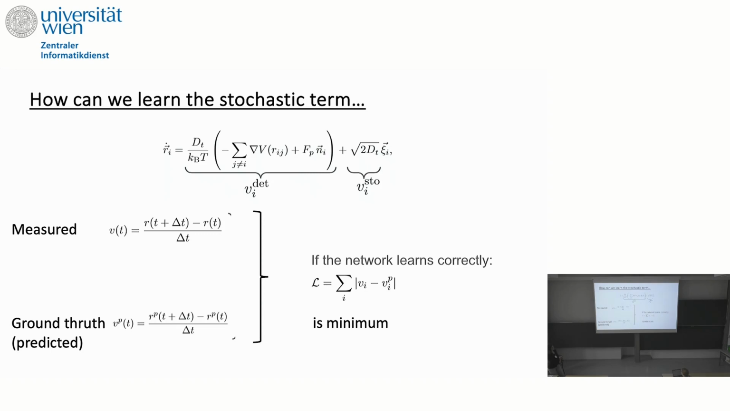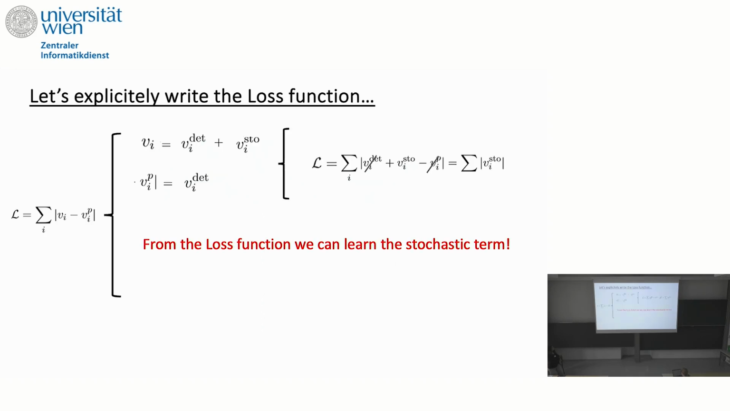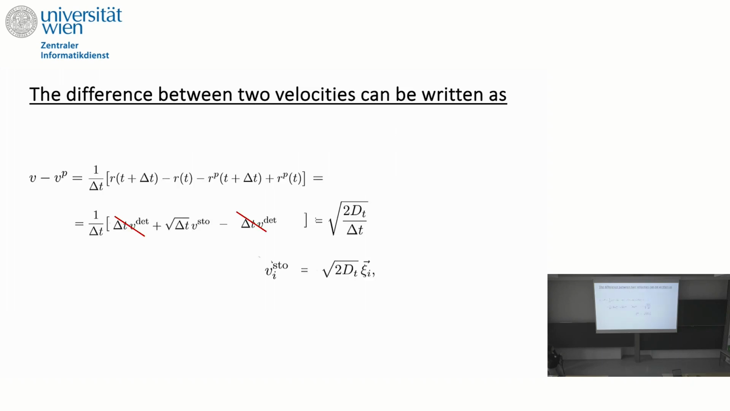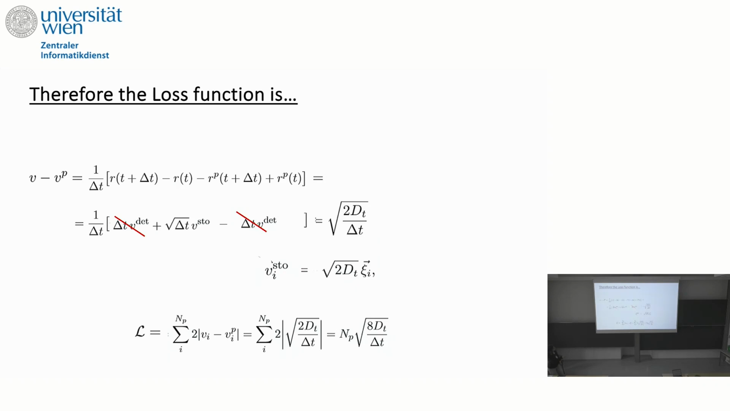What we then do is we compute the loss function, and the network works when we minimize the loss function. But if we explicitly write down the expression for the loss function, what we learned was that the loss function is nothing but the stochastic contribution of the velocity. So actually, the loss function is giving us the stochastic contribution of the velocity. So the loss function is the norm one of the velocity difference. If we explicitly write this down, by writing down the full expression for the measured and the ground truth velocity, what we did find was that the loss function is square root of dt.